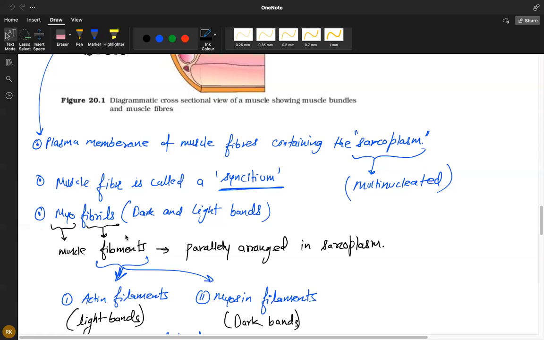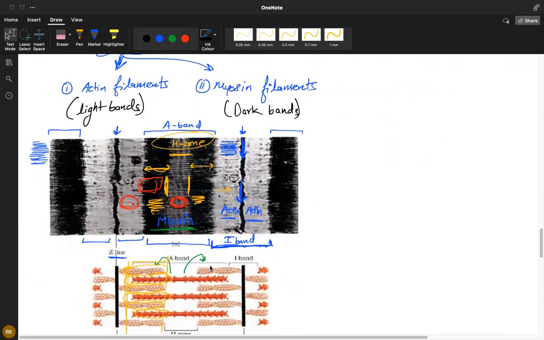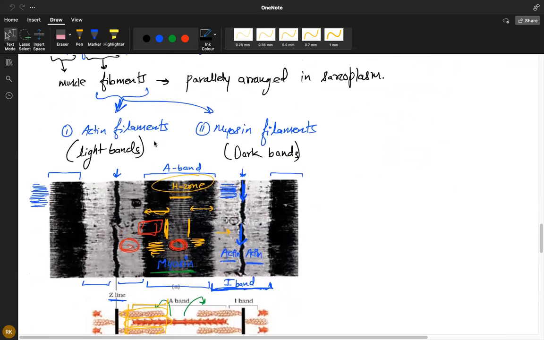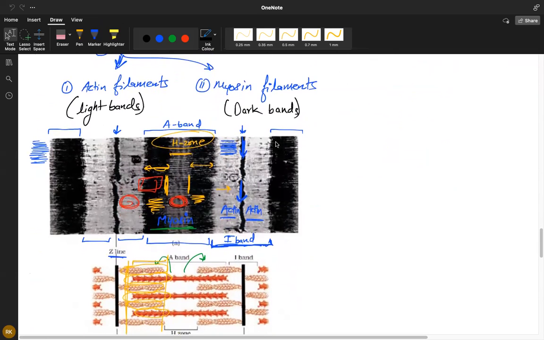Then we talked about myofibrils, which are muscle filaments that give rise to the dark and light bands in skeletal muscles. That's why they are called striated muscles. Then we talked about these filaments. There are two kinds, actin and myosin. I think Devangi has joined. Devangi, we are waiting for you. Would you like to summarize from here the actin filaments and the myosin filaments?